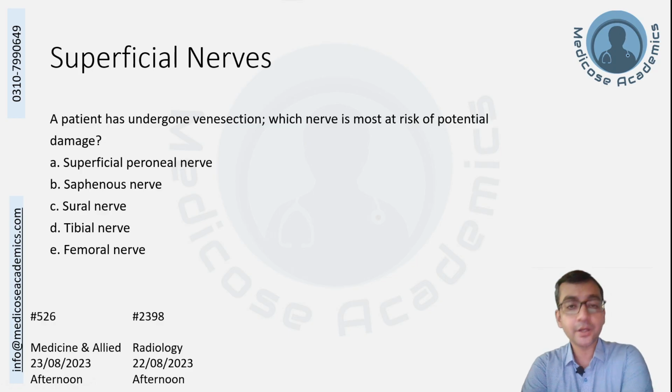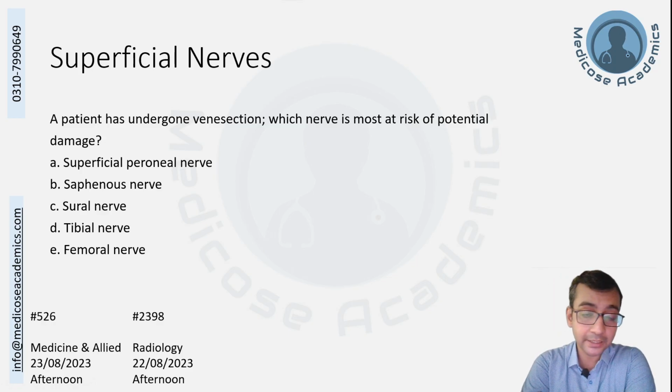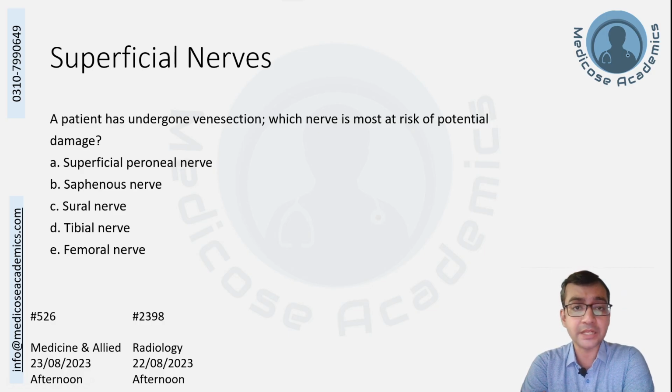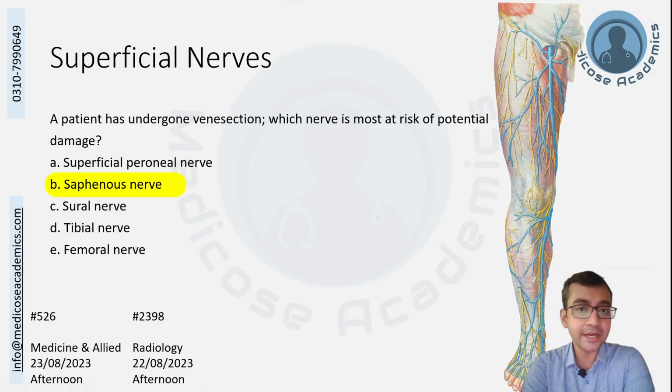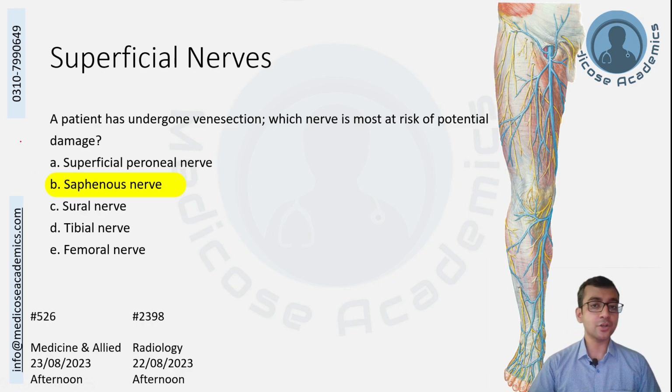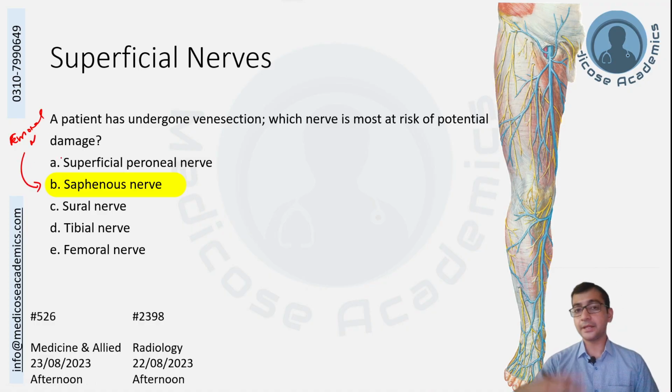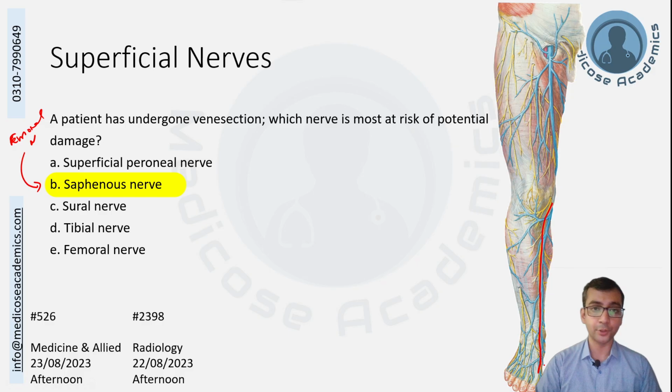Superficial nerves. A patient undergoes venesection. Venesection is done at the great saphenous vein anterior to the medial malleolus. Which nerve is most at risk of potential damage? The nerve accompanying the great saphenous vein is the saphenous nerve. It is actually a branch of the femoral nerve, which is again another question that is asked. It exits right here and goes all the way to supply the medial aspect of the leg and the medial aspect of the foot too.